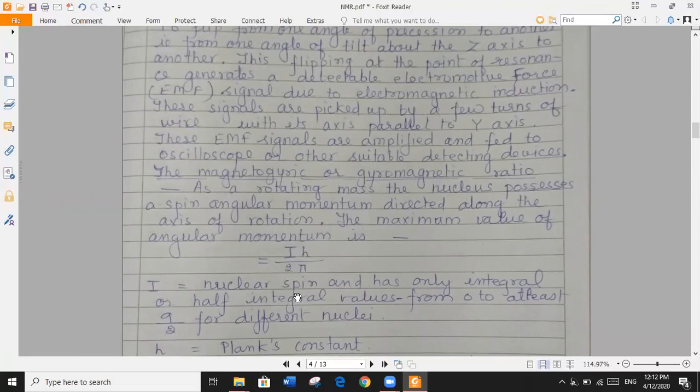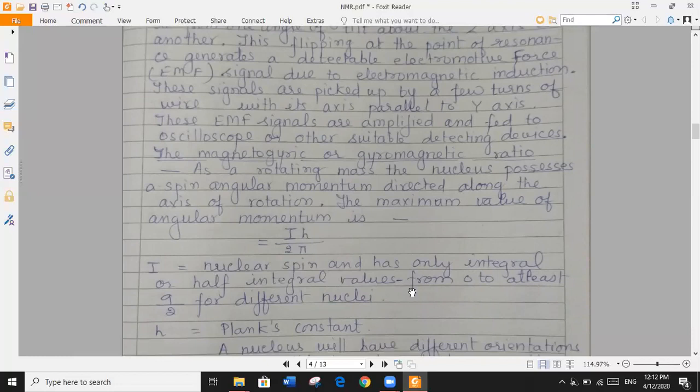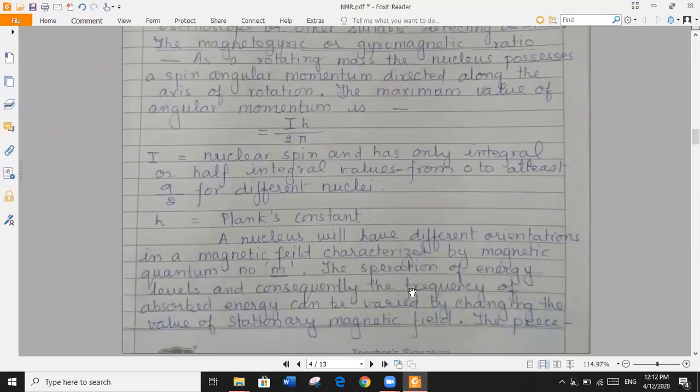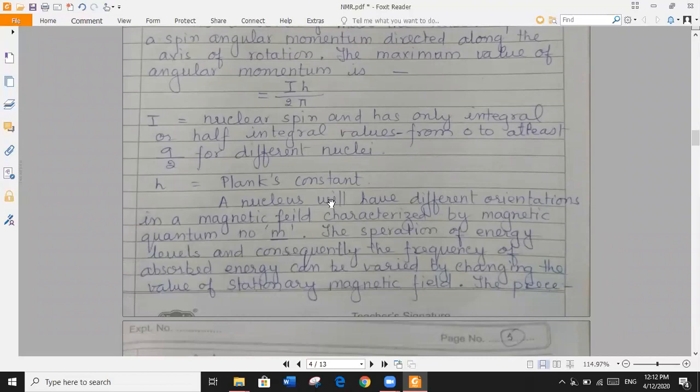I is nuclear spin and has only integral or half integral values from 0 to at least 9.5 for different nuclei. H is Planck's constant. A nucleus will have different orientations in a magnetic field characterized by magnetic quantum number m. The separation of energy levels and consequently the frequency of absorbed energy can be varied by changing the value of stationary magnetic field.